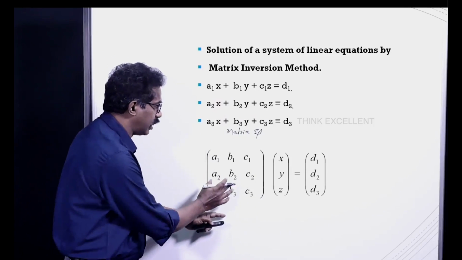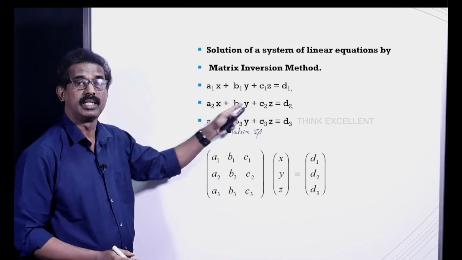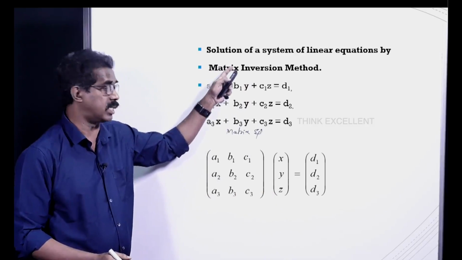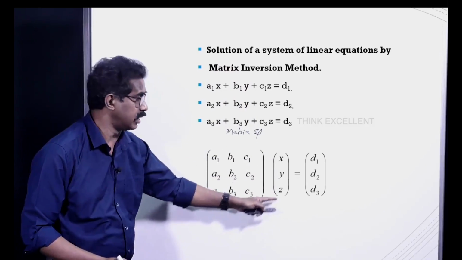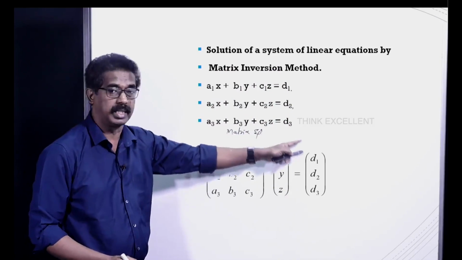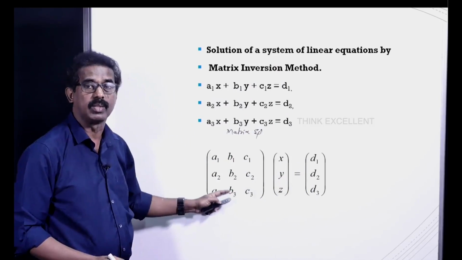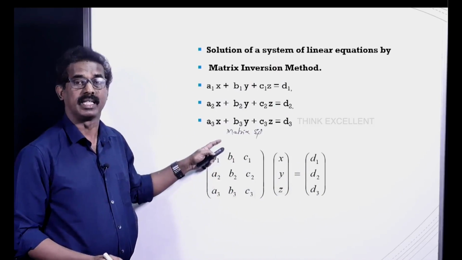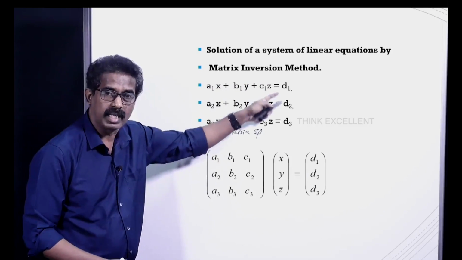So that is A. Then x, the unknowns. What are the unknowns here? There are 3 unknowns, x, y, z. That you write as the second matrix, a column matrix, x, y, z, equal to the right side values. What are the right side values? D1, D2, D3. That you write here. So this equation, we call it as what? Matrix equation.